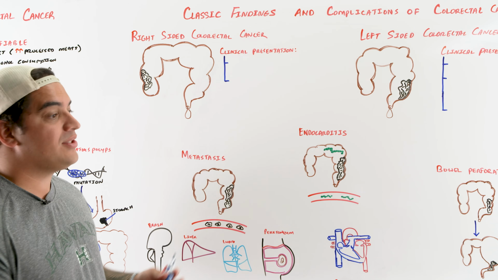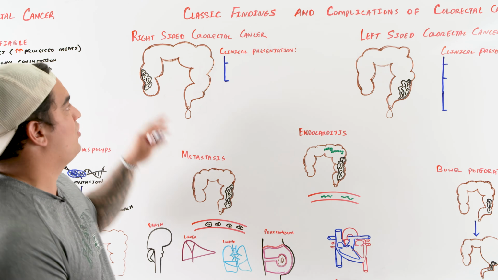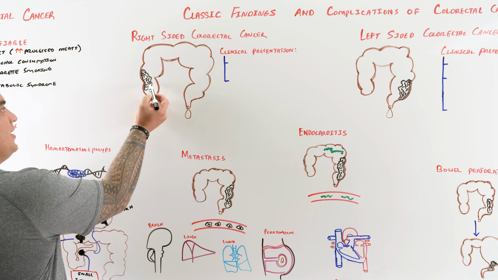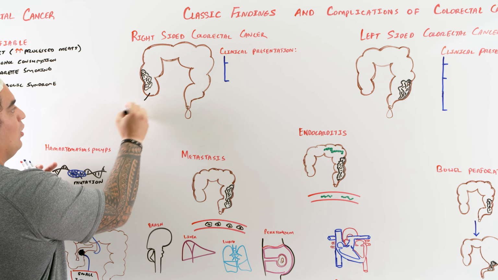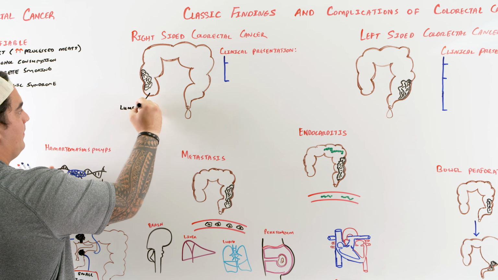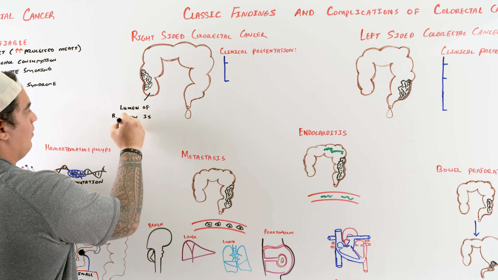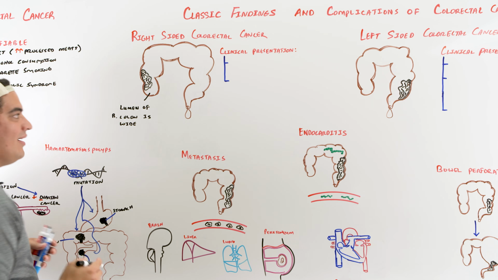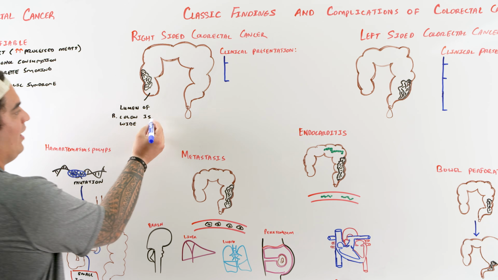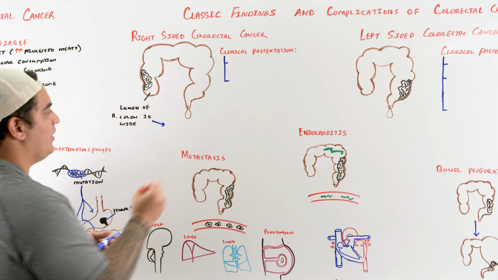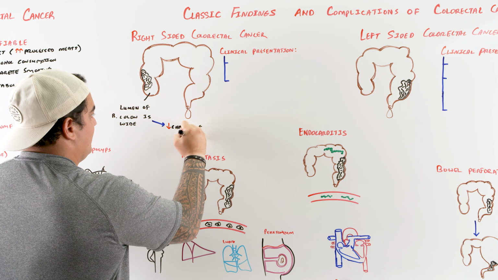All right, my friends, so now let's start talking about how these patients can present. Again, it goes back to right- and left-sided colorectal cancer. For right-sided colorectal cancer, what I want you to remember is that the lumen of the right colon is wide. Because of that, obstructive symptoms are less common. That's really what I want you to take away: there is a decreased chance. It's not 100%, it's just a decreased chance of obstructive symptoms.